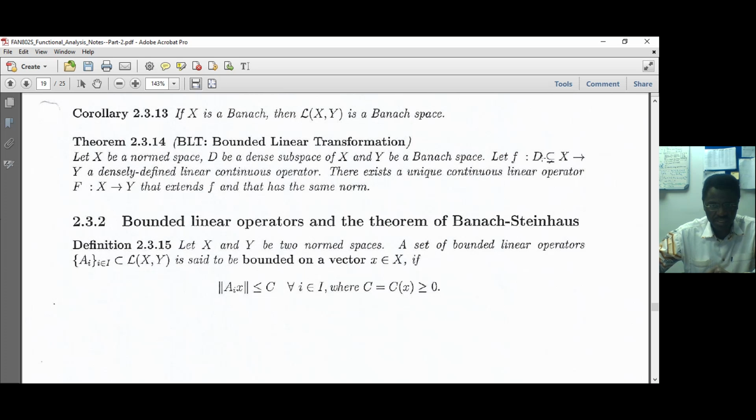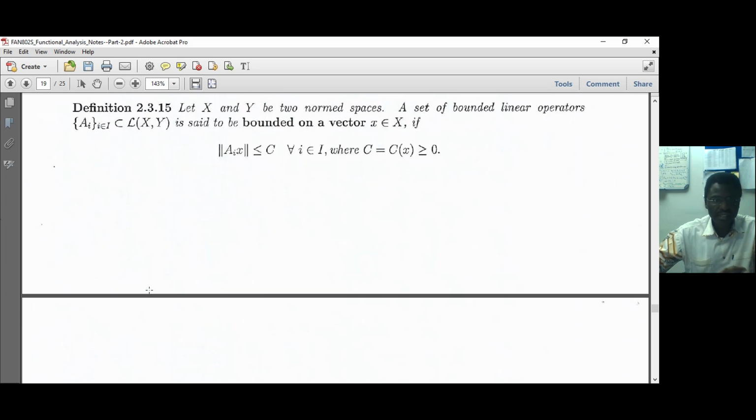So we can easily, because it's dense, you can easily extend it on the entire space X to such a function. And the extension will have exactly the same norm with the original function F. So that is this theorem.